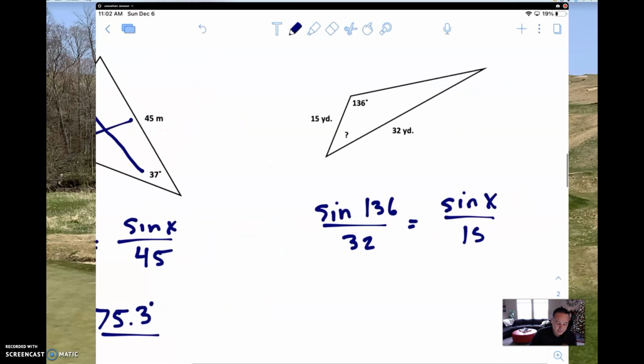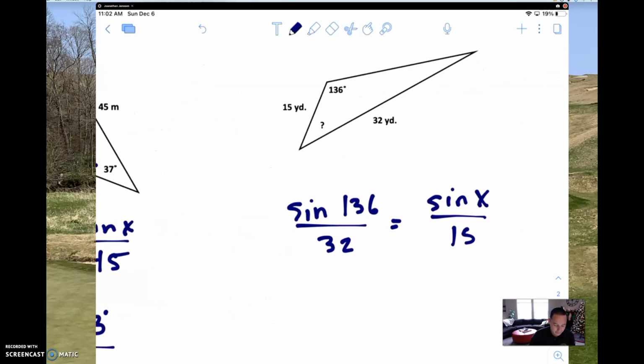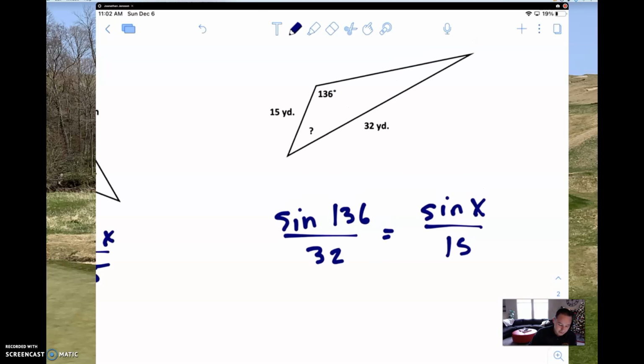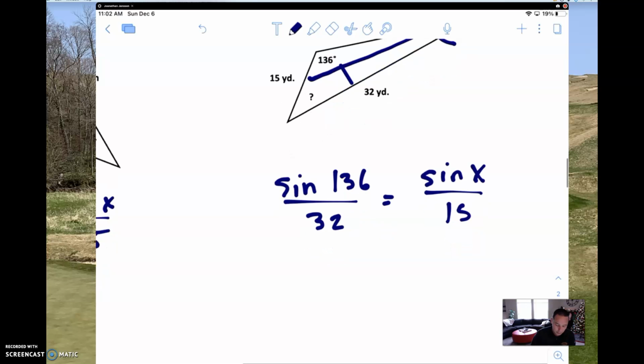And for the next one, again, maybe I tricked you on this one. We're using the pair that's given. Sine of 136 matches with 32. But now the only other information is this 15, which you can use to find this angle. So we match up sine of 136 is 32, sine of x matches with 15. And by solving that, we end up getting x equals approximately 19 degrees.